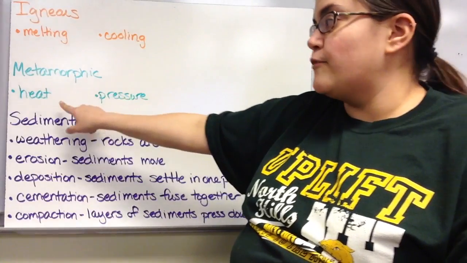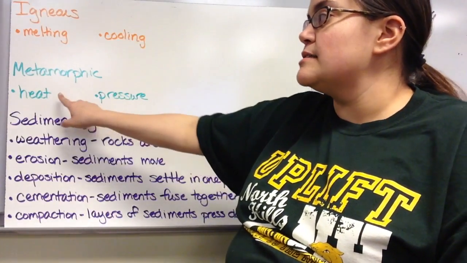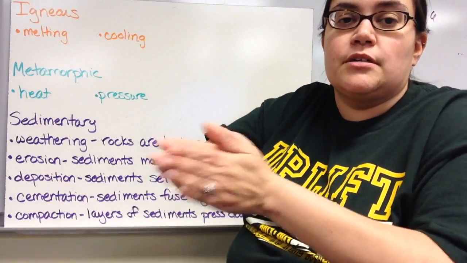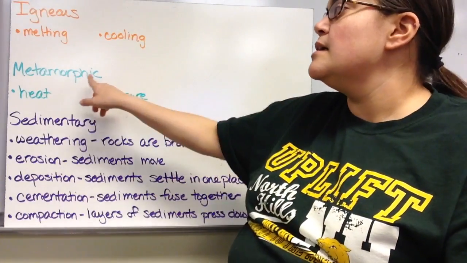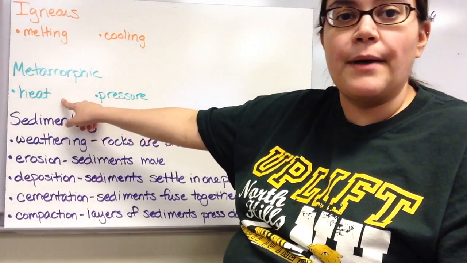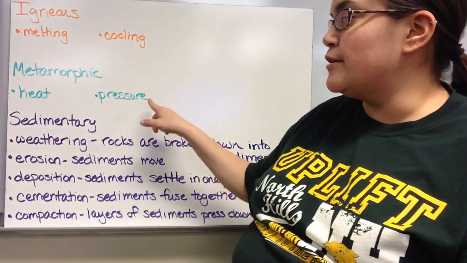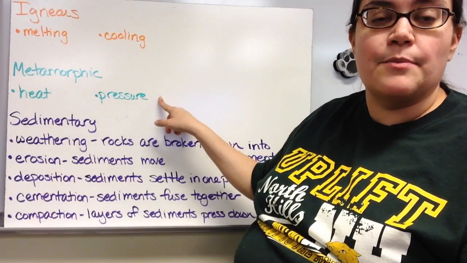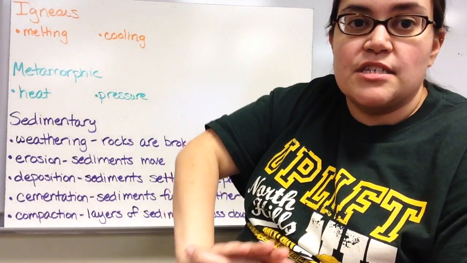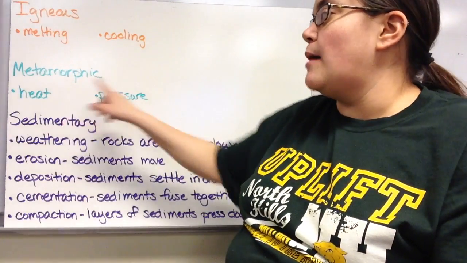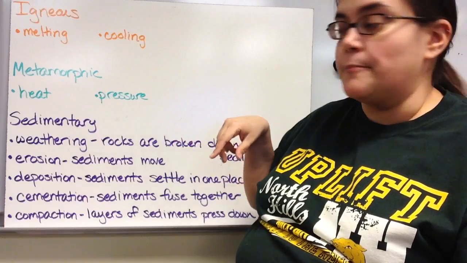Metamorphic rocks are formed from heat and pressure. So remember, heat and pressure. Okay? So metamorphic rocks, you heat them up a little bit, not enough to melt them, but to make them warm, and you put them under great amounts of pressure. So they are being smashed down with a lot of force. So you heat them up, and then you put them under some pressure.